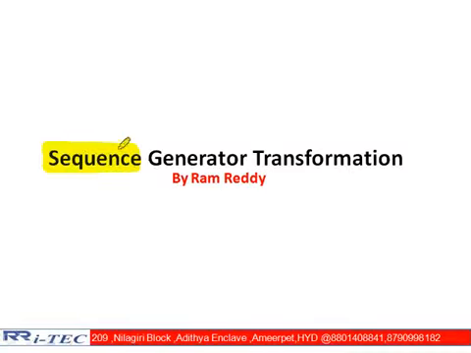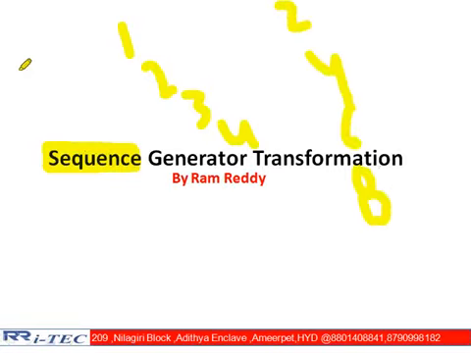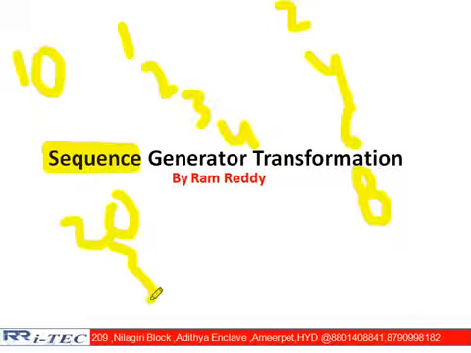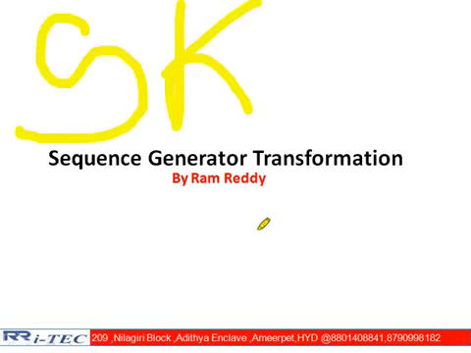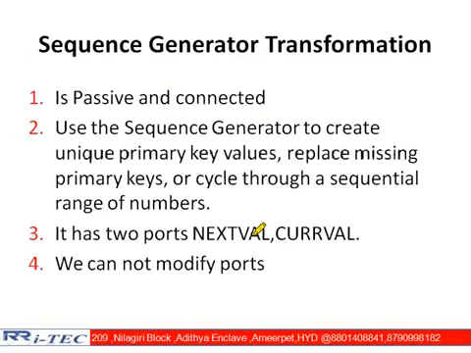A sequence is nothing but 1, 2, 3, 4, some sequence you want to generate, or let us say 2, 4, 6, 8, or let us say 10, 20, 30, 40. When you want to generate a sequence like that, you need to go for sequence generator transformation. It is mainly useful in data warehousing to generate one key. That key is called a surrogate key.